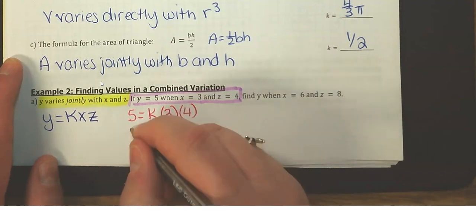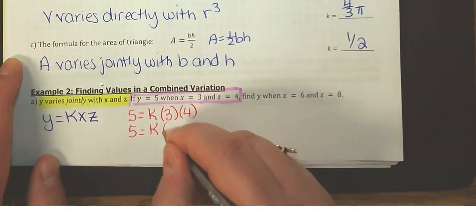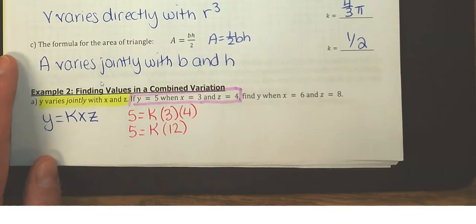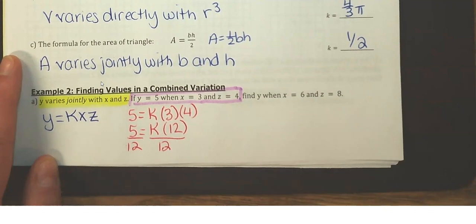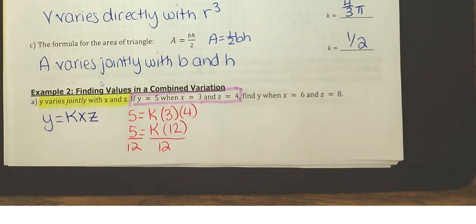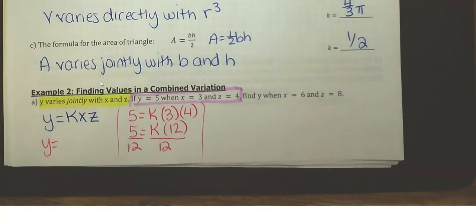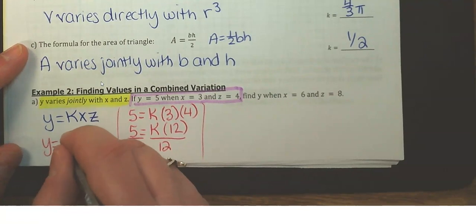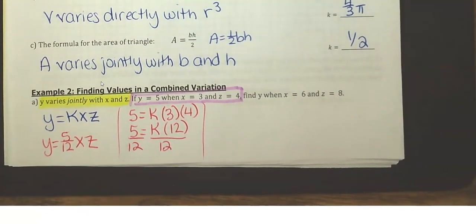So if I'm just solving this, and this is not a nice answer, but that's okay. So 5 would be k times 12. 3 times 4, you can go ahead and do that. I'm going to divide by 12, and my k value is 5/12. So I'm just going to leave that as a fraction. So let me come back over here. So my general form, if we do any other problems in this situation, the k value is 5/12. So I'm just substituting that back in. So y equals 5/12 times x times z.